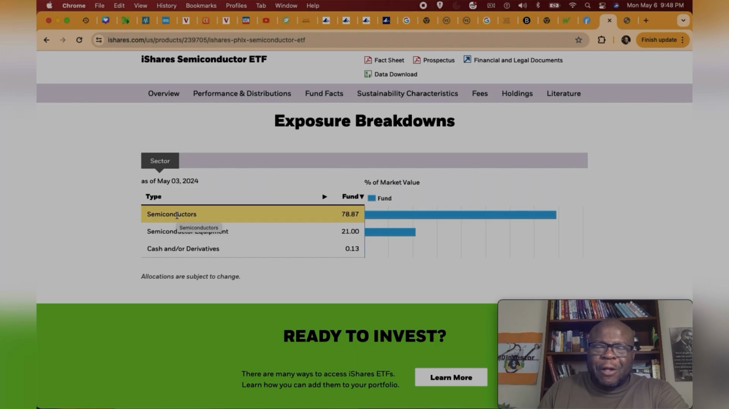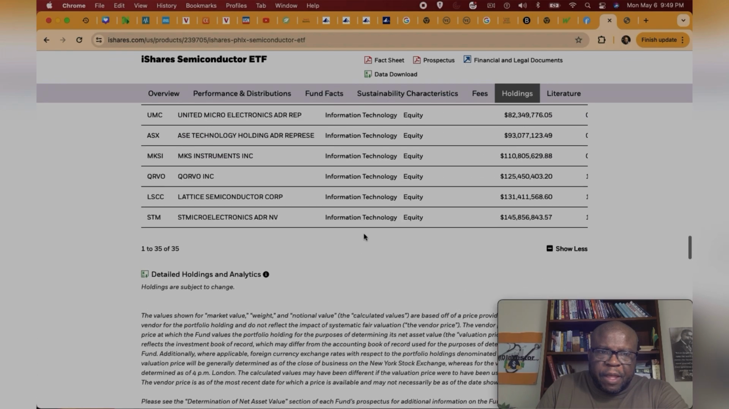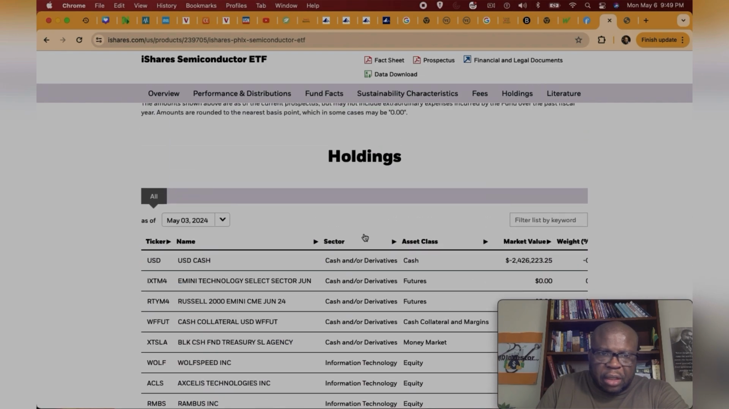Okay, so SOXX has about 78% of its holdings in companies involved in the semiconductor space. The other 21% is in semiconductor equipment, right? Companies that are involved in the manufacture of semiconductor equipment. Less than 1%, or 0.13%, is in cash and/or derivatives. There are 30 holdings in SOXX.